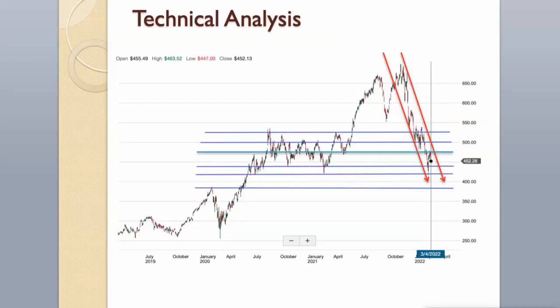Support level is around $443. The next support levels are around $425 and $385. Resistance level is around $473. The next resistance levels are around $500 and $520.